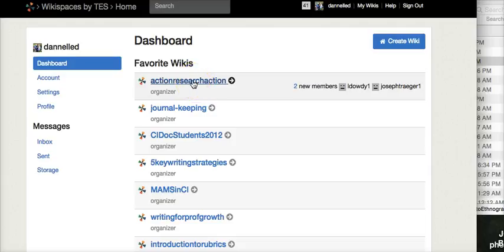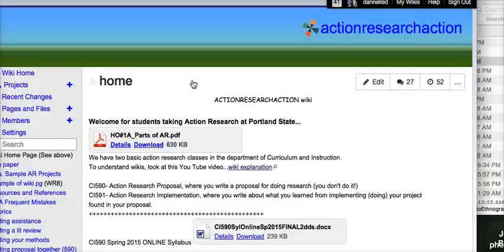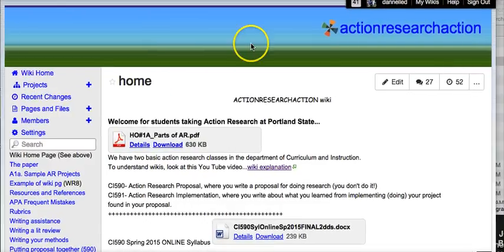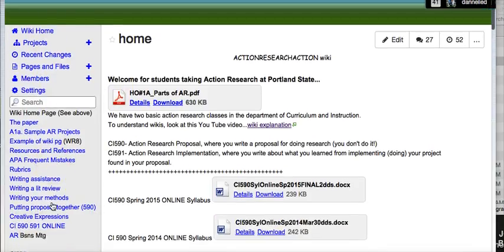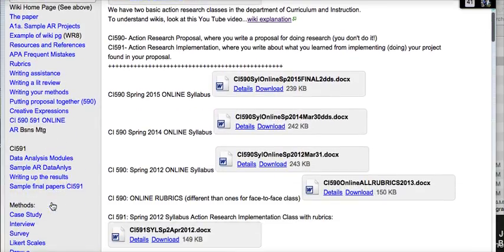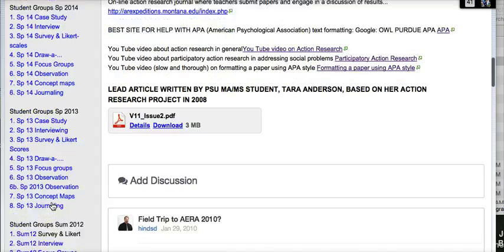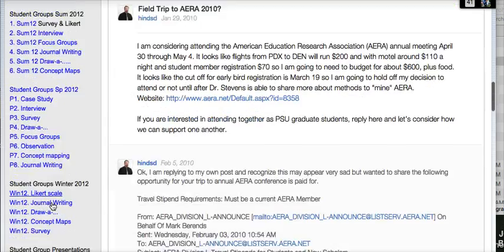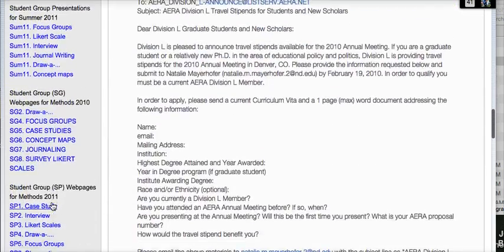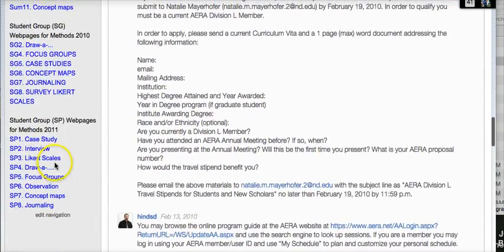So now I'm going to go to this, which should be the same kind of wiki that appears on your desktop, and click it. And it opens, and here we have the Action Research Action Wiki. And you'll see up here on the side is probably where you're going to want to be thinking about what you're doing, and it has like a history, like a file cabinet, as I said, of all the groups who have contributed to these various methods over the years.